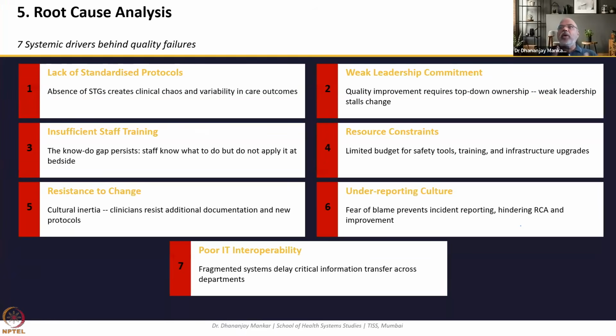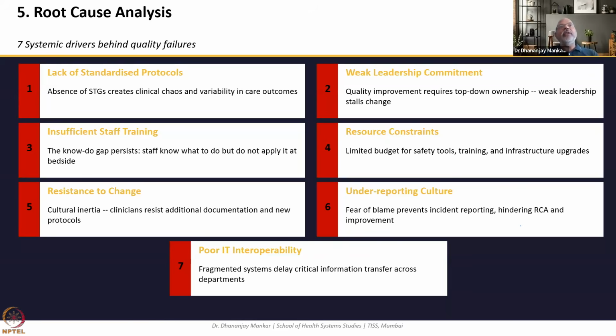immediate causes like wrong doses might be seen, because when you take RCA, you will go into depth on understanding the system failures. In this particular hospital, the very first and very important system failure was the lack of standardized protocol. The hospital does not have standardized protocol. There is an absence of standard treatment guidelines, which need to be created to improve, or I mean to say, to chase away the clinical chaos.